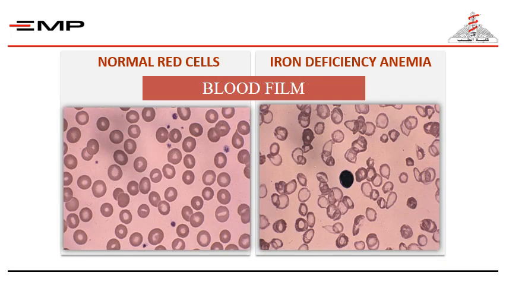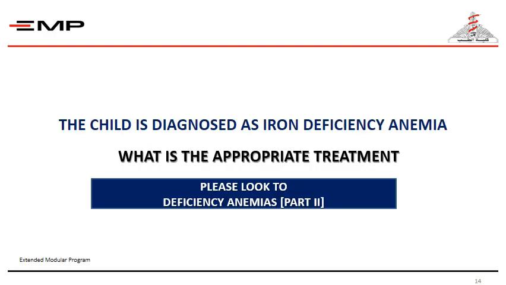But if you look at this blood film, this is a normal red cell. We see the red cells almost the same size, the same shape, and there is a central pallor. If you have iron deficiency anemia, because of hypochromia, you find that the central pallor has increased. There are variable sizes of the cells, which we call anisocytosis, and various shapes, which we call poikilocytosis, and this is very characteristic. So now my child is diagnosed as iron deficiency anemia. What's the appropriate treatment? Please look at the deficiency anemias part.